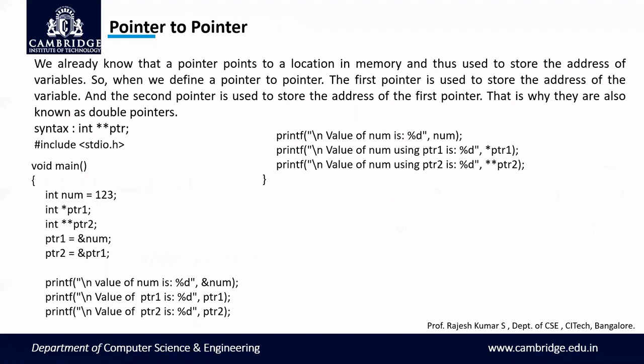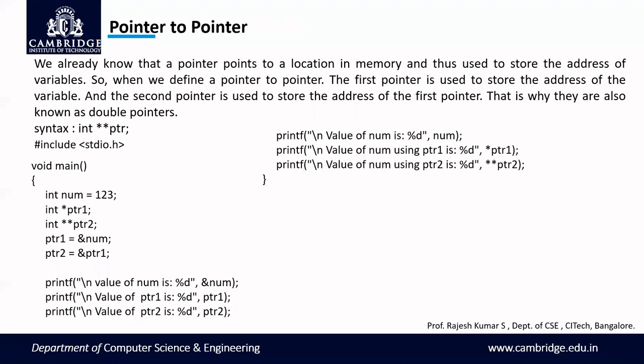Now, for assumption, if there are two pointers, and the first pointer is storing the address of a particular variable, and the second pointer is holding the address of the first pointer, then this is called pointers to pointers, or we call it double pointers. I will repeat it once again.